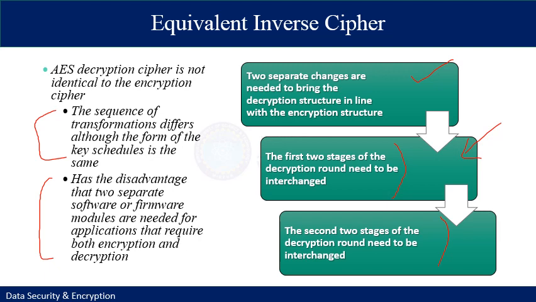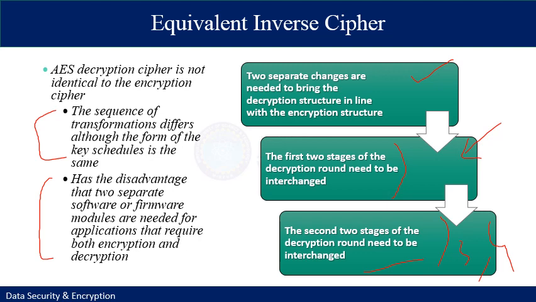That means in the encryption process you had mix columns at the third step and add round key at the fourth step of each round. These two steps must be interchanged in the decryption process, so you will have inverse add round key in the third step, and inverse mix columns at the fourth step.